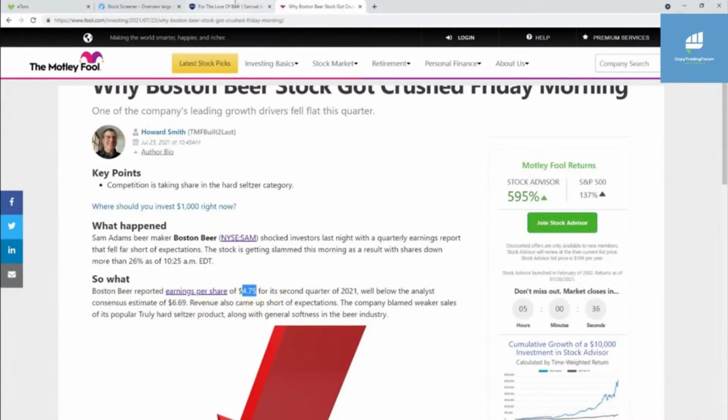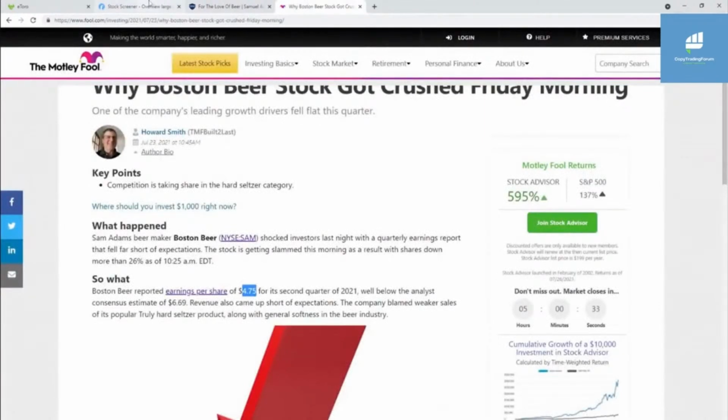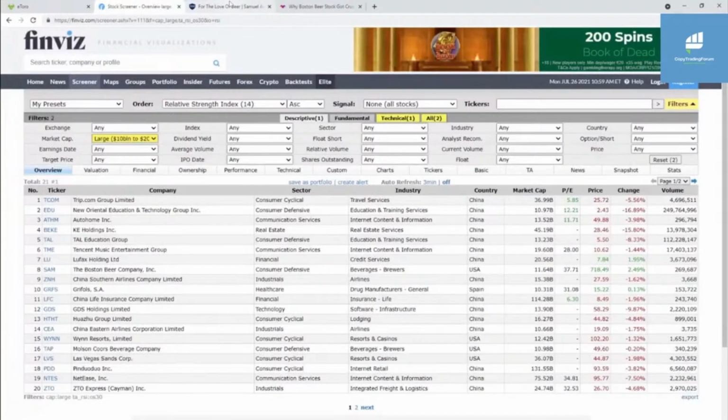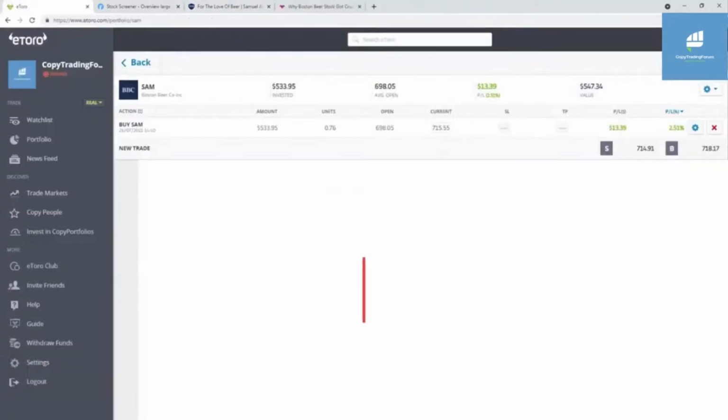Okay, but because this is such a large company, I'm fine with that. I think it's short term. It's going to go up because it's massively dropped over the 30%. So I'm happy to buy that. So let's go and buy that stock.